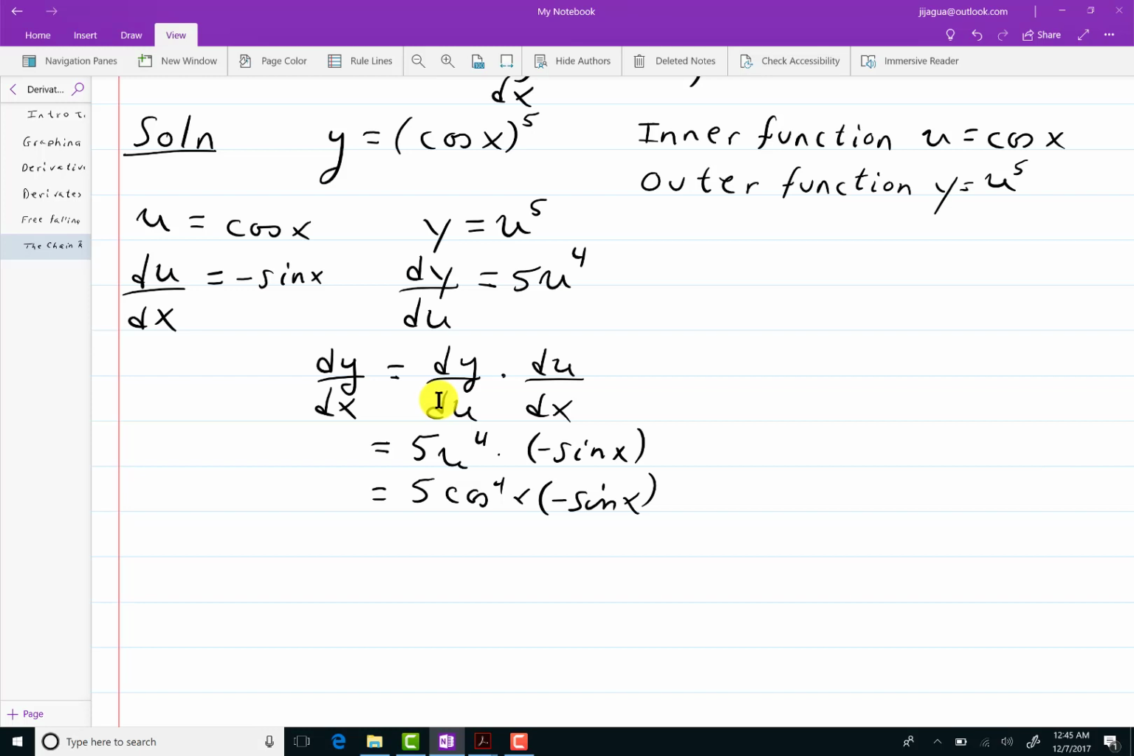You can leave the answer like that, but maybe some people will write something like this instead: negative 5 cosine to the fourth x sine of x. And maybe leave their answer like that.